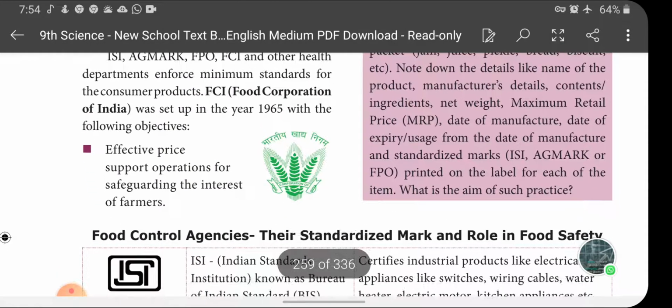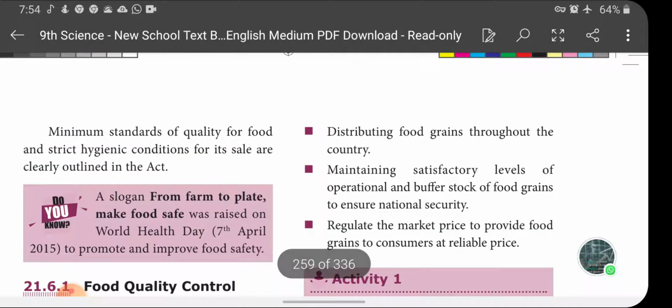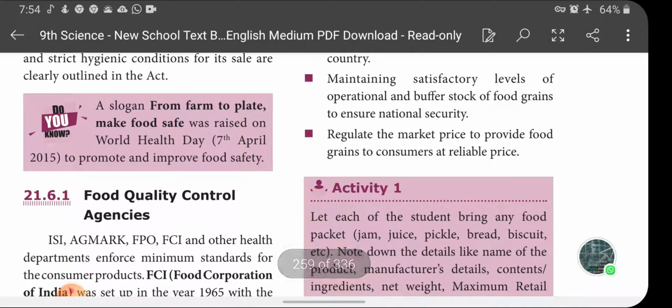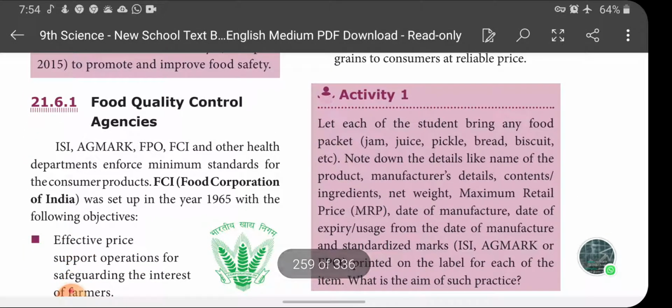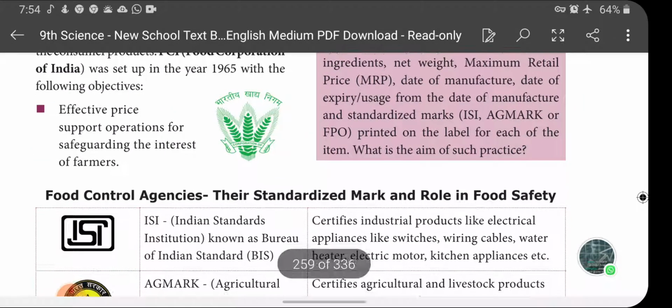And what is the expansion of FCI, Food Corporation of India, and what are their objectives? Effective price support operations for safeguarding the interest of farmers, distributing food grains throughout the country, maintaining satisfactory levels of operational and buffer stock of food grains to ensure national security, then regulating the market price to provide food grains to consumers at reliable prices. So these are the various objectives followed by the FCI.